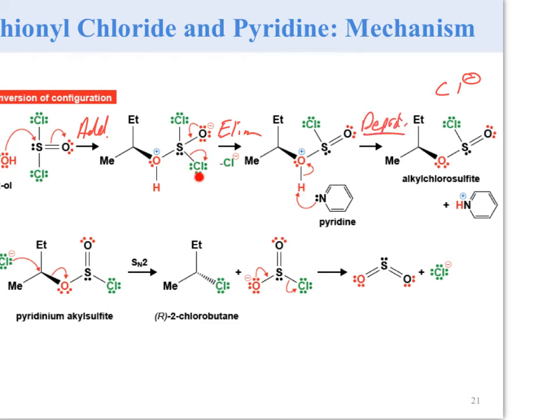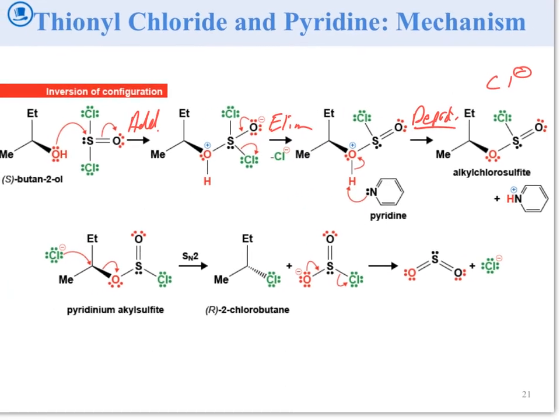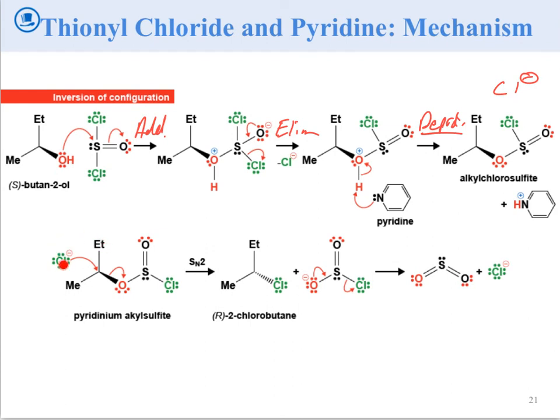Now our original Cl minus that we kicked out comes back around and does an SN2 reaction, right? Because this is a pretty good leaving group. You can imagine this oxygen is being pulled by the chlorine, right? It's a pretty good leaving group. It's being pulled that way. When it does that SN2, we do inversion, right? So if it was S, now it becomes R.